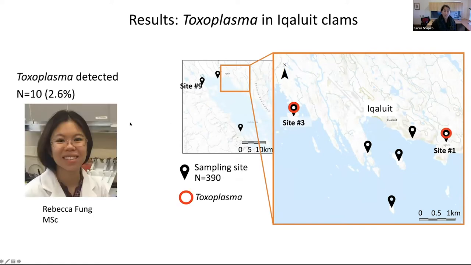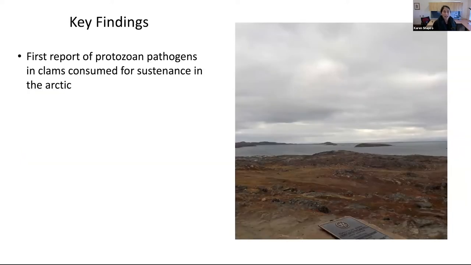And Rebecca Fung was the master's student that actually did the toxoplasma PCR work at the University of Guelph. And she was able to detect toxoplasma DNA in 10 clams from sites 3 and 1 here that are somewhat close to Iqaluit. And so this might not sound like a high number, but in comparison, this is a higher prevalence of contamination in a shellfish animal compared to what we found in California. So even though this doesn't sound like very much, this was highly significant. It's also the very first time that protozoan pathogens and specifically toxoplasma were found in the Arctic in shellfish.